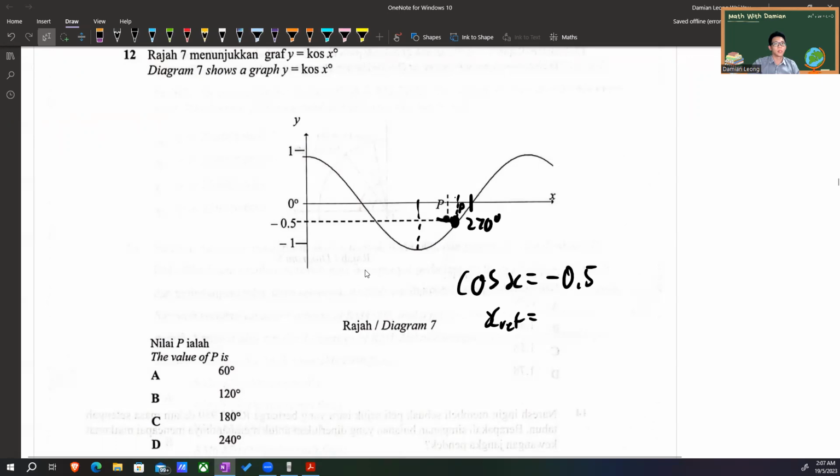And here is 180. So basically it's 60 degrees after 180. ASTC, it is the third quadrant. So the reference angle is 60 degrees. Means the angle will be from here to here, 180 plus 60, 240 degrees. So answer D.